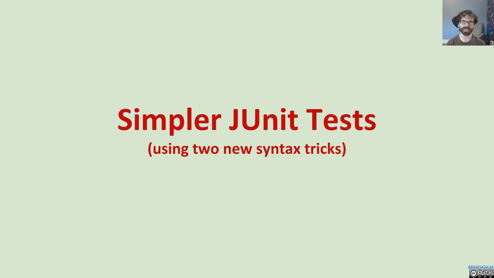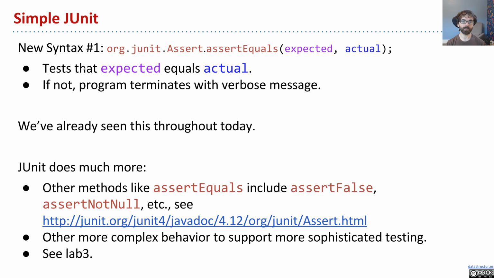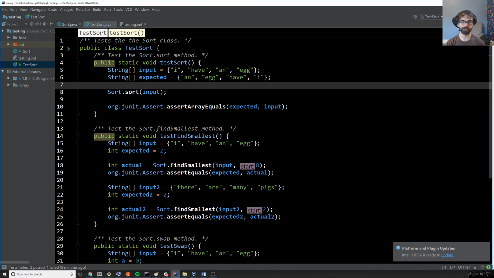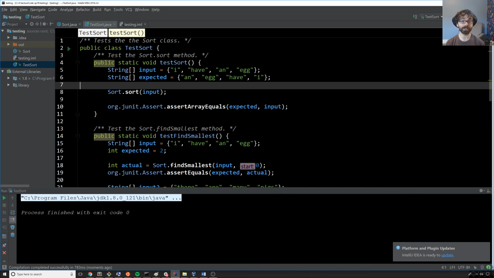Let's talk about what JUnit actually is, as well as a couple tips for making your testing code really concise and neat. I'm going to start by reminding you what we've done with JUnit, which is we've used a method called org.junit.Assert.assertEquals, which takes two arguments, tests if they're equal, and if they're not, then the program will terminate with some kind of verbose message.